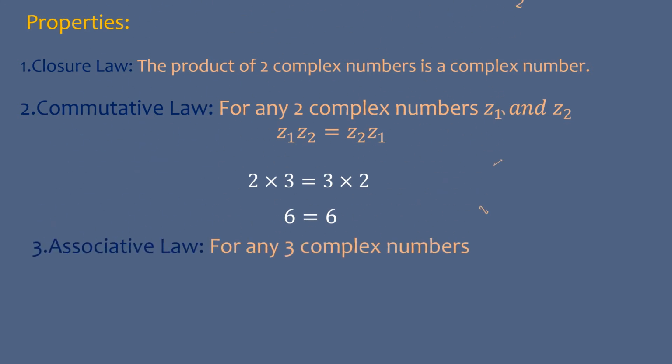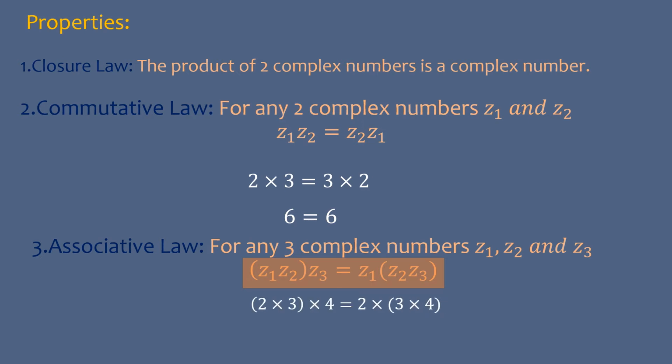The third property is associative law. For any three complex numbers z1, z2 and z3, the following statement is true. It is as if multiplying 2 times 3 times 4 and 2 times 3 times 4. The position of brackets is different in both the cases. So both the left hand side and right hand side give us 24, which means the position of brackets does not affect the final result, which is not true in the case of division, which we will be looking at in further videos.